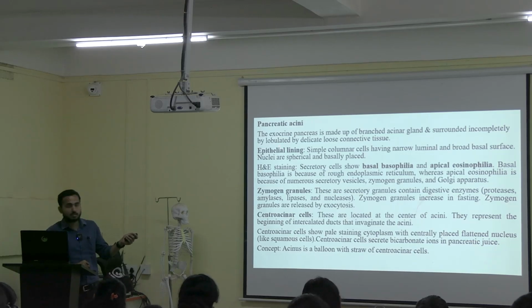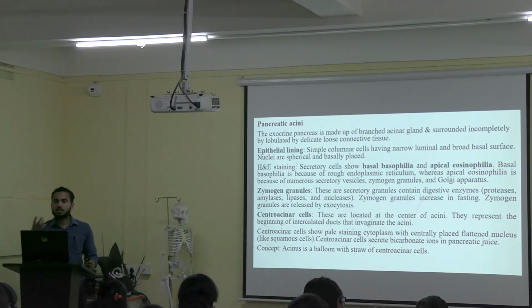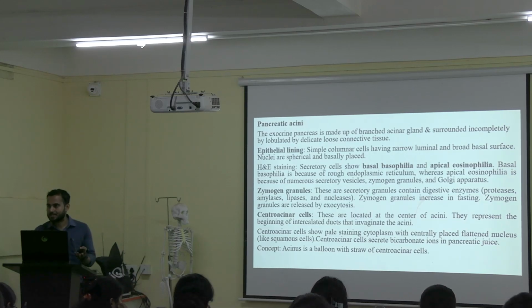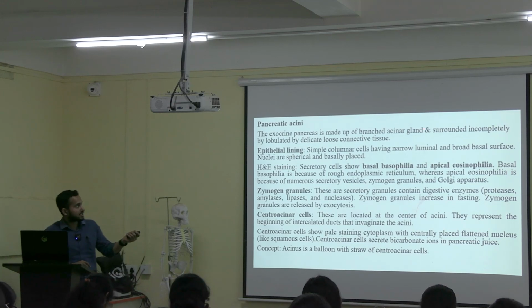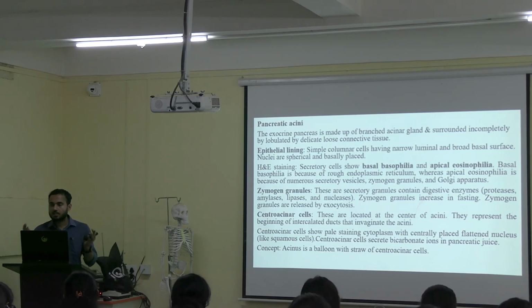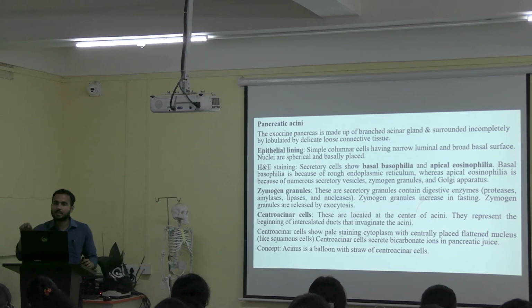The exocrine pancreas is made up of branched acinar glands surrounded incompletely by lobulated, delicate loose connective tissue. That means if you take one particular lobule, as I said, the connective tissue septa will divide the pancreas into many lobules. In one lobule you will see mostly acini and a few islets. These acini are branched acinar glands surrounded by lobulated, delicate, loose connective tissue, which encircles the pancreatic acini present inside the lobule.